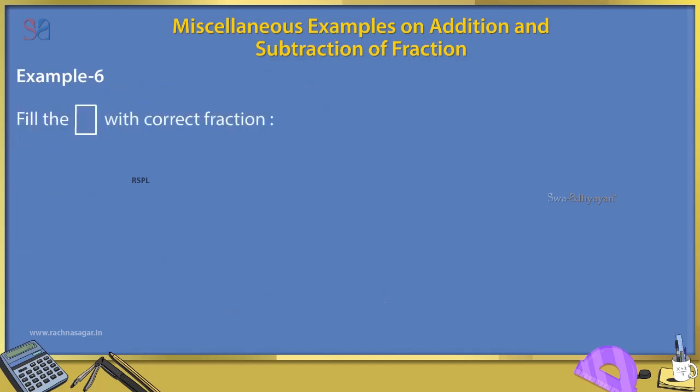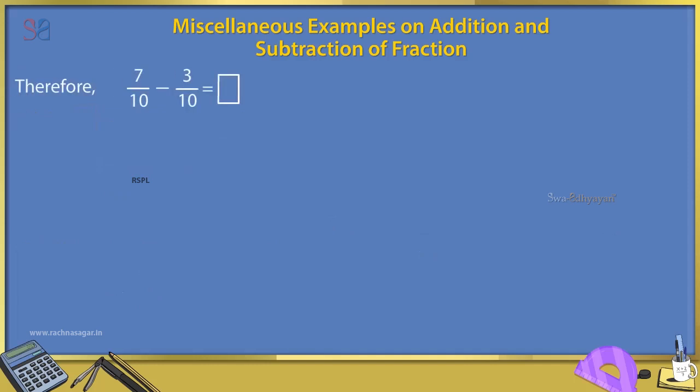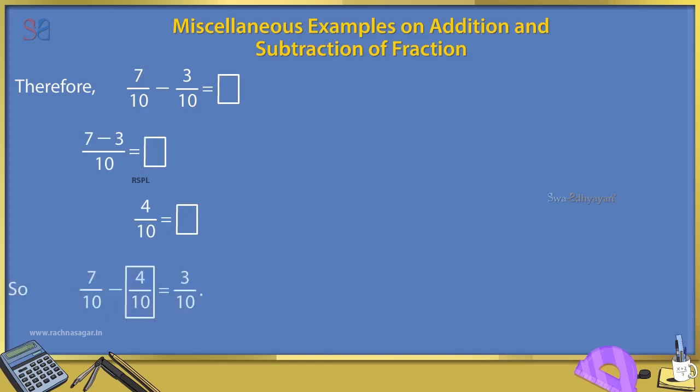Example 6. Fill in the box with the correct fraction. 7 by 10 minus blank is equal to 3 by 10. Solution. What should be subtracted from 7 by 10 to get 3 by 10 is the same as subtracting 3 by 10 from 7 by 10. Therefore, 7 by 10 minus 3 by 10 is equal to blank. 7 minus 3 by 10 is equal to blank. 4 by 10 is equal to blank. So, 7 by 10 minus 4 by 10 is equal to 3 by 10.